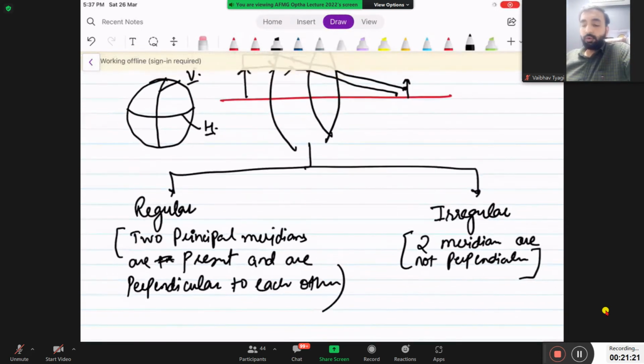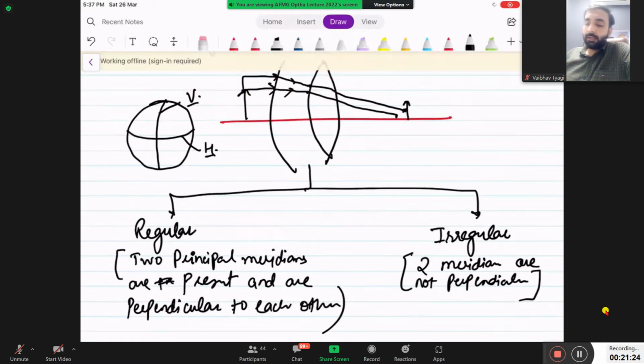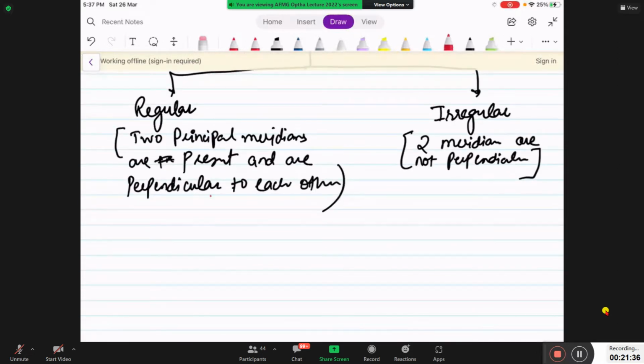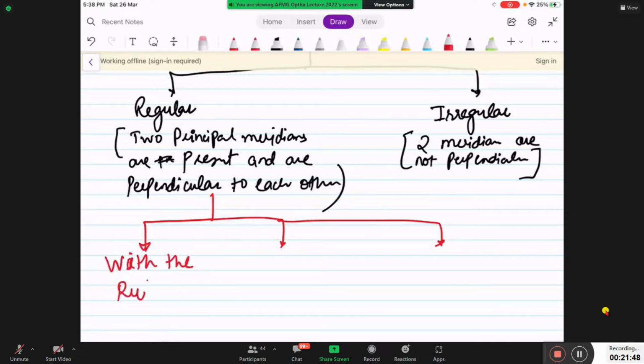So normally we have two principal meridians. That is normal, okay? The vertical meridian is there and the horizontal, and both are perpendicular to each other. So that will give you a regular type of astigmatism. Now this regular astigmatism is of three types. First one is called with the rule astigmatism. Second is against the rule astigmatism. And third is oblique astigmatism.